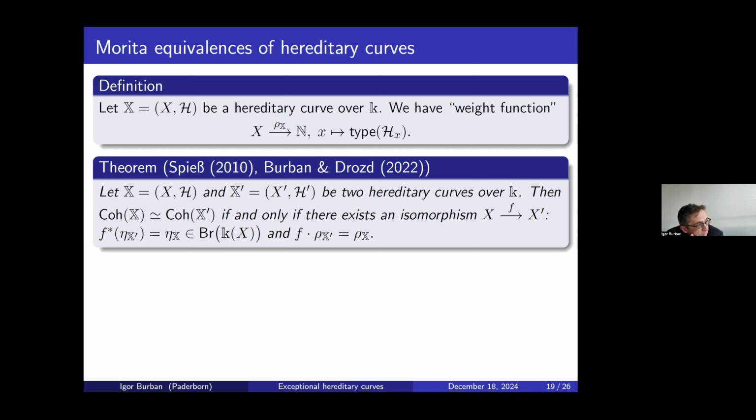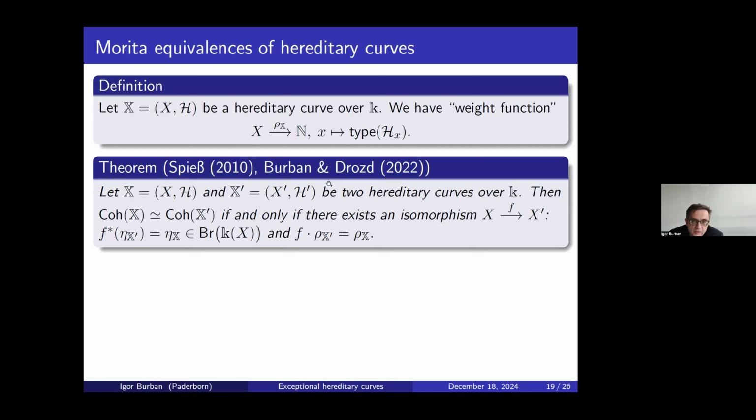But then in the middle of the 90s, Stuhler from Göttingen came to the same idea that such objects can be useful. And then there is a very well-known paper of Stuhler, Rapoport, and Laumon, where these curves played a prominent role in the Langlands program, and they also played a role in the Fields medal work of Lafforgue. And there was a question about equivalences of categories of coherent sheaves, which was settled by Spieß.